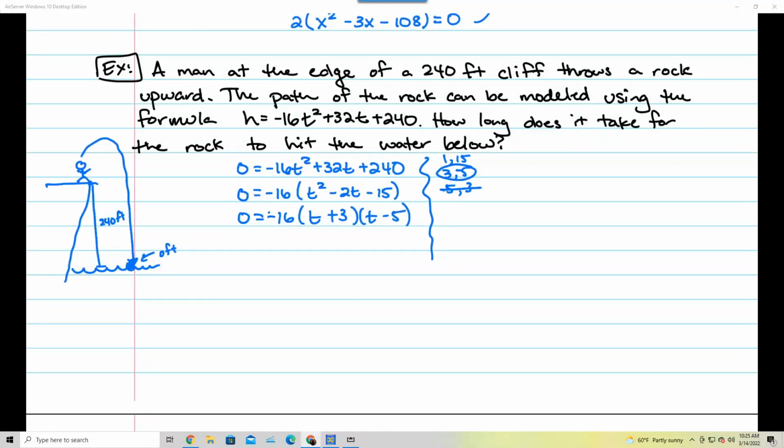Now that I have that, I can find my zeros. That means either t equals -3 or t equals 5. And since I'm not going to have a negative time on throwing a rock, that means it must take 5 seconds for this rock to hit the bottom of that water right there, or to hit the water, I should say.